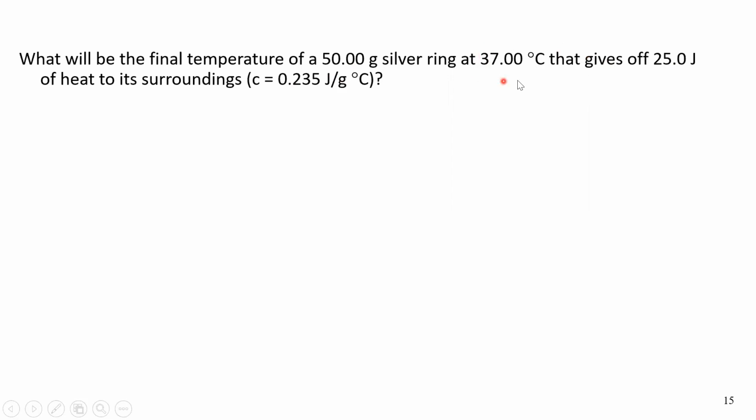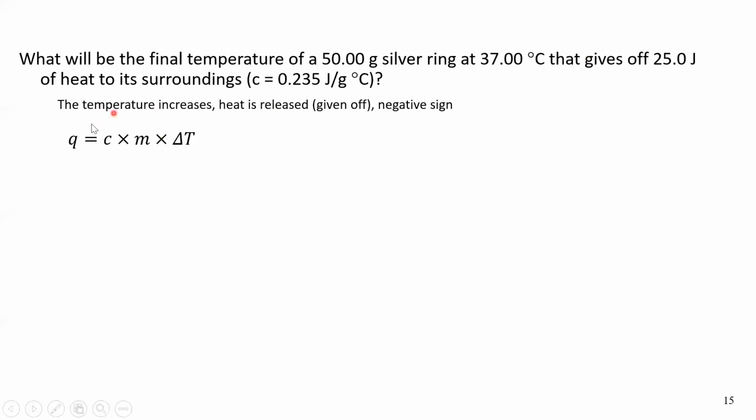Now, energy is being given off. That means the final temperature is going to be less than the initial temperature. Just something to think about. So because of that, the value is going to be a negative value. Here's our equation. The first thing we want to do is solve for delta T. So you do a little bit of algebra. You want to get rid of C and M off the right-hand side of the equation.